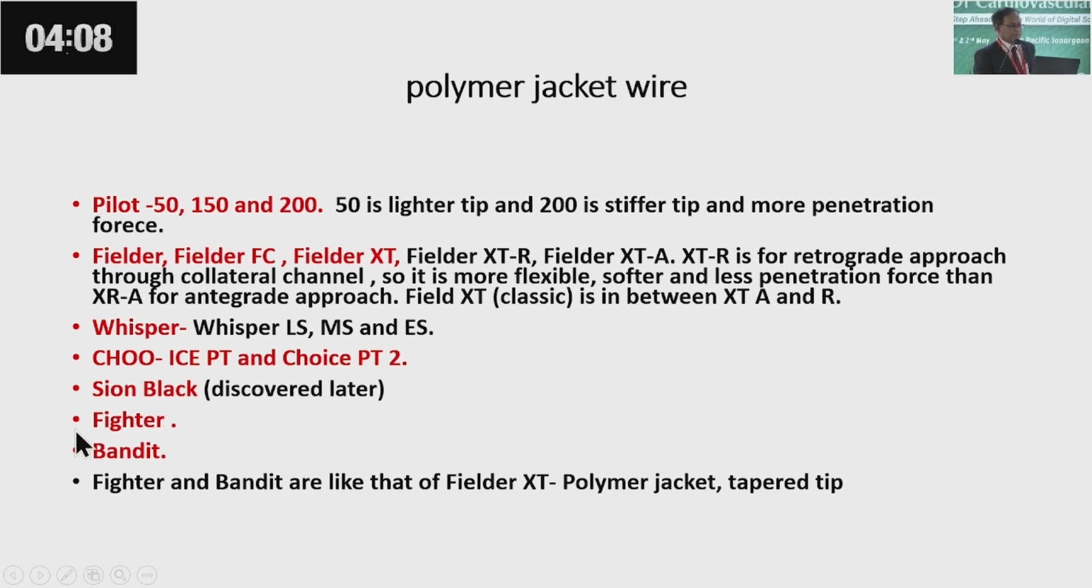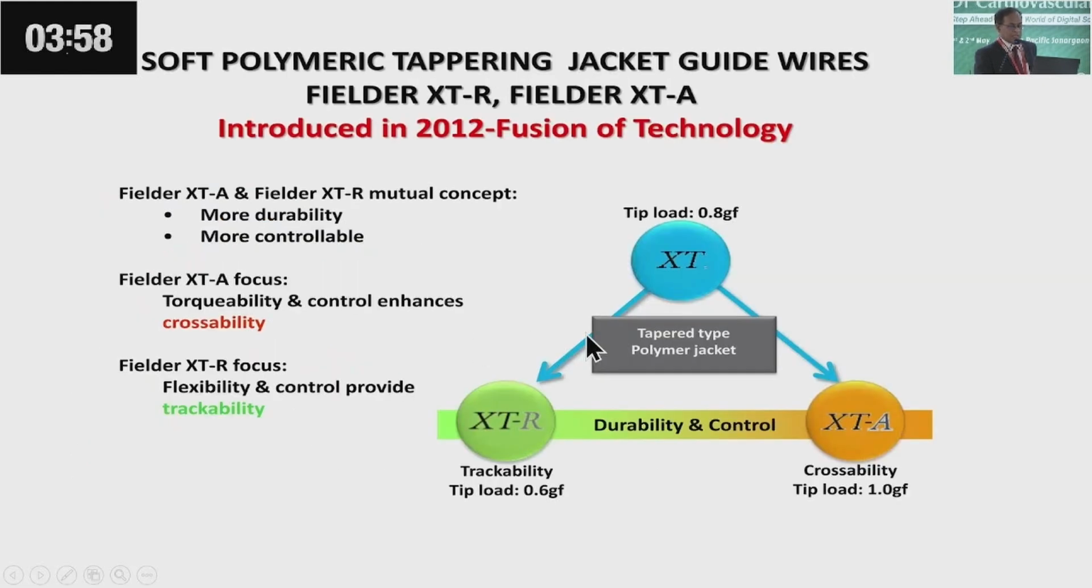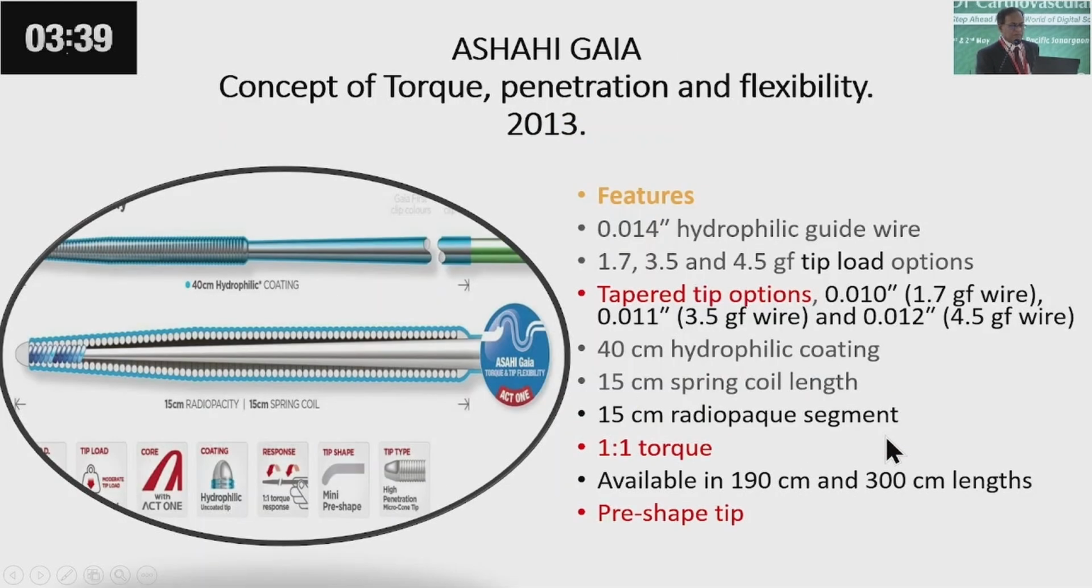You see, the tapered wires are the Fielder, that is modified XT, and Gaia came in, Fighter and Bandit. So this is the tapered, and all others are non-tapered. The basic difference between the XTR and XTA: XTR is for retrograde. It has more durability, control, and trackability than the Fielder XTA. And XT only, the classic one, is in between the XTR and XTA, and all others are non-tapered.